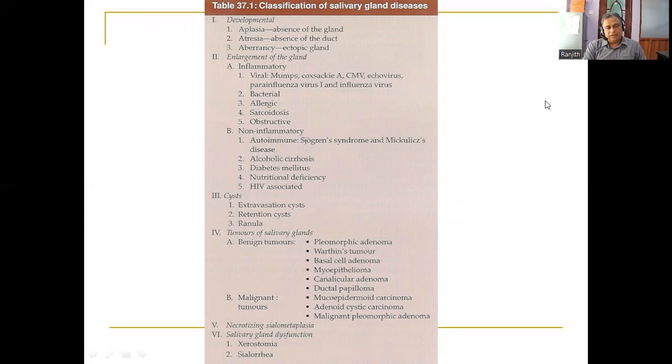Now the third factor that causes disease processes in salivary glands is cysts. Three types, actually: extravasation cyst and retention cyst, and the third one, which is actually a retention cyst itself, but specifically affecting one of the major salivary glands, the sublingual gland, is called the ranula. Now we will come to each type in detail later on, so I will not spend time here. So the fourth kind of disease process is tumors.